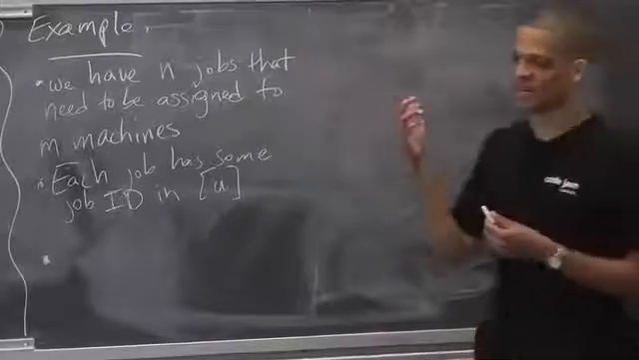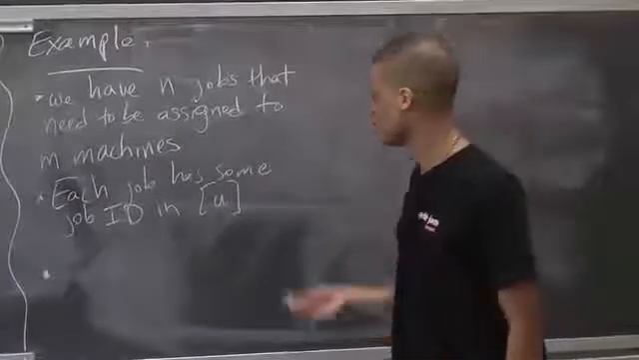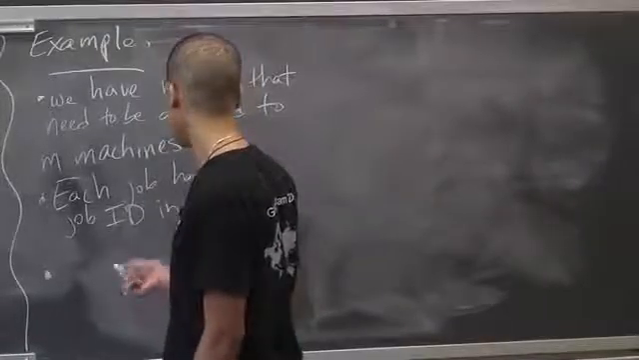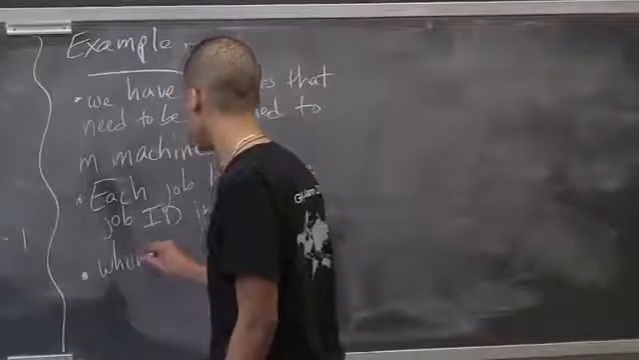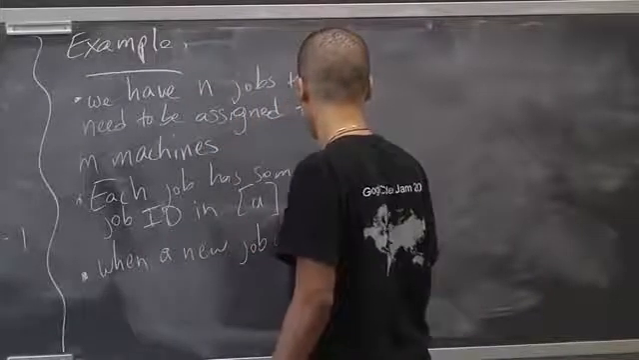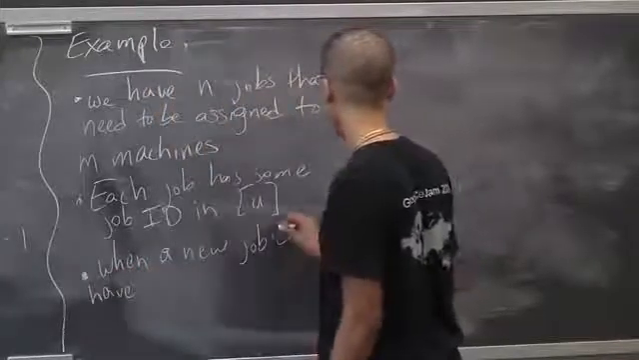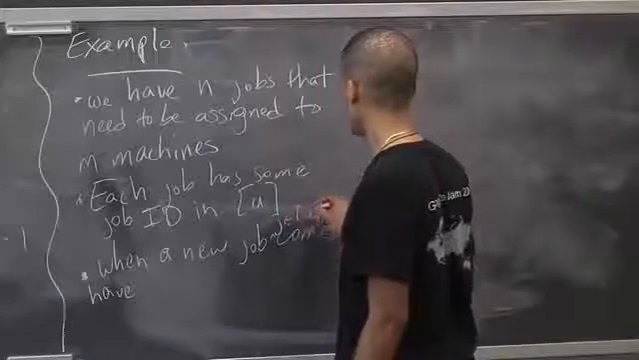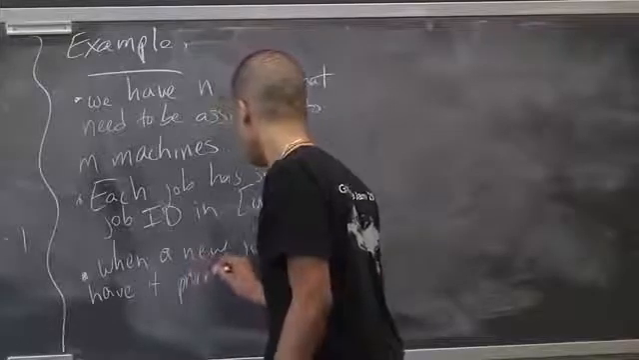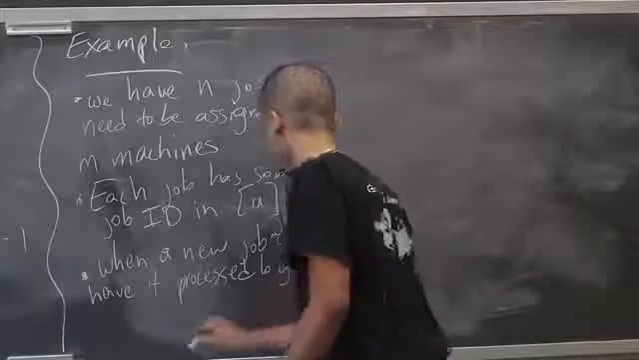One thing you could do is just send it to a random machine, which is, let's say, hashing it to some machine. So each job has some job ID in U. So when a new job comes, let's say a new job J comes, J is in 1 to U, have it processed by machine H of J.